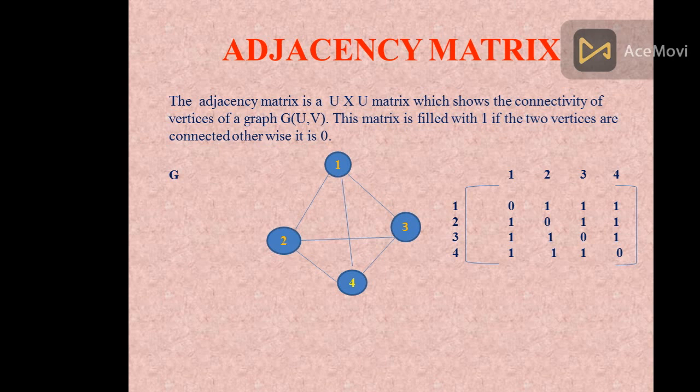The next is 2 to 3. 2 to 3 we have connectivity, so row 2, column 3 we will put 1. The next is 2 to 4. 2 to 4 we have connectivity, so 2, 4 is 1.